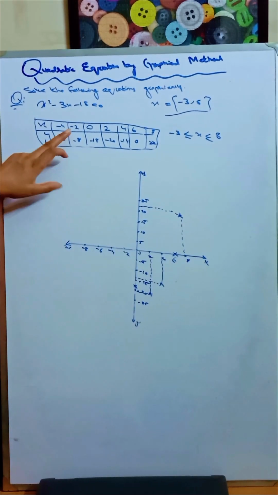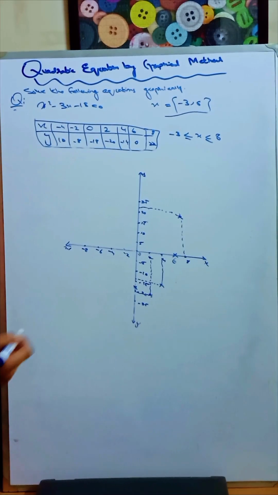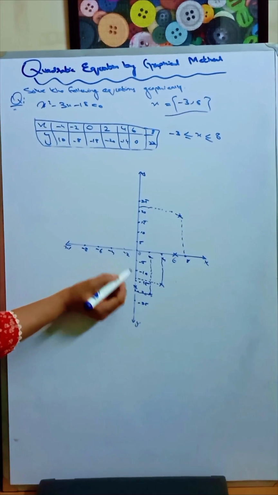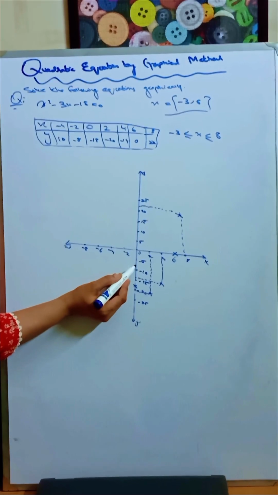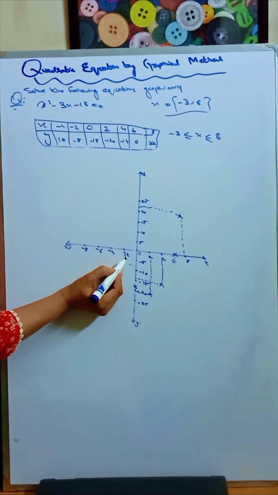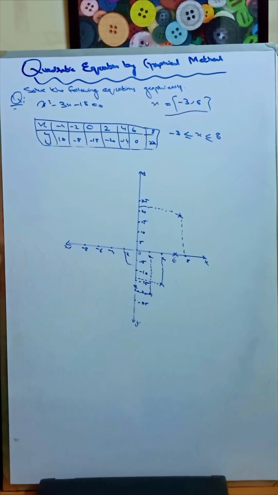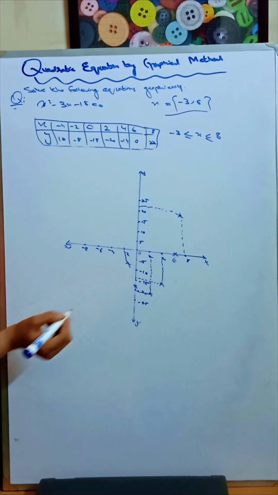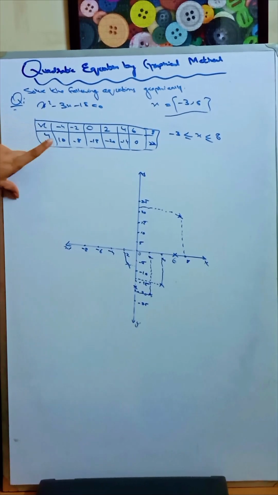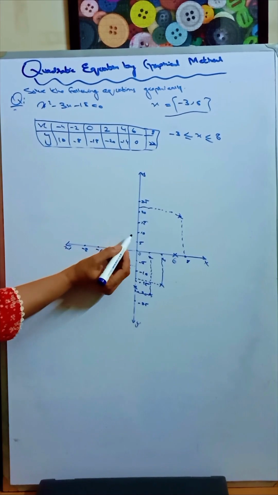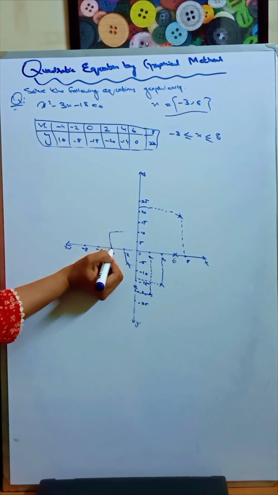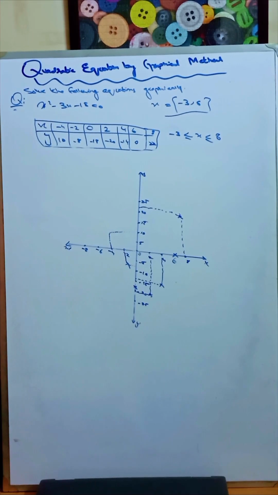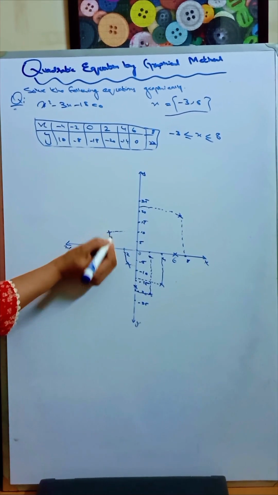Understood? Now x is minus 2, y is minus 8. So it must be between minus 5 and minus 10. This is the point, minus 8. Alright. Now next, x is minus 4, y is positive 10. That must be here. This is positive 10, and this is the point. So you get this point.